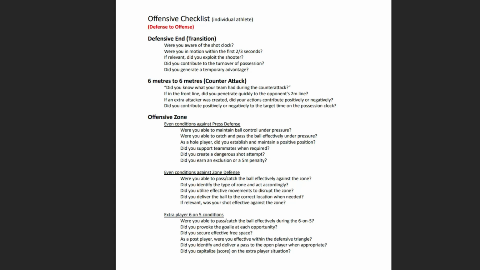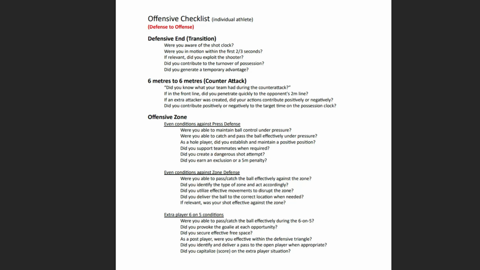If relevant, did they exploit the shooter? Did they contribute to the turnover of the possession? And were they able to generate a temporary advantage? Phase 2, the counterattack. Once again, the core question here is, what do we have?